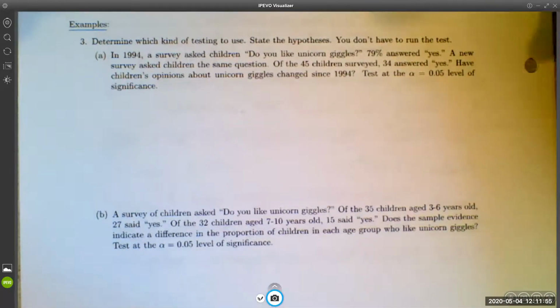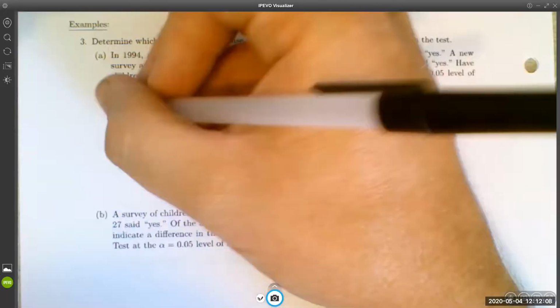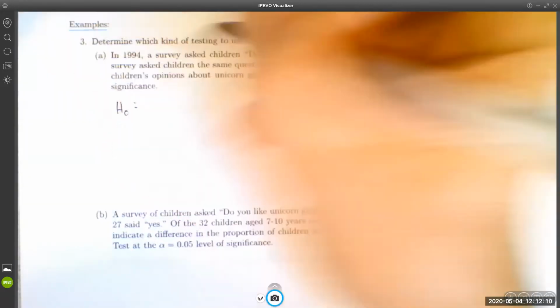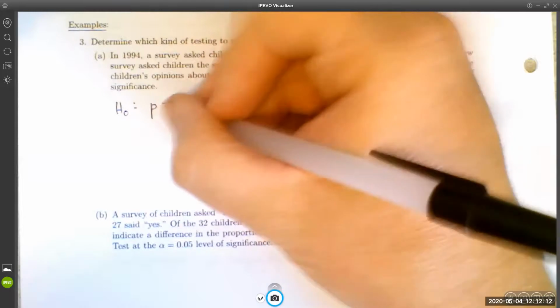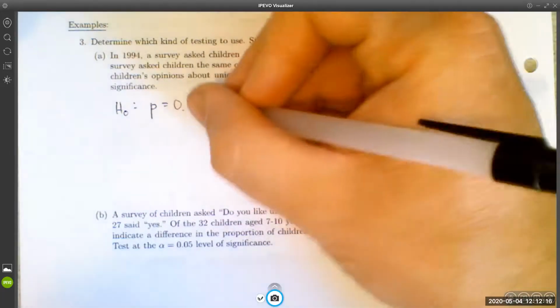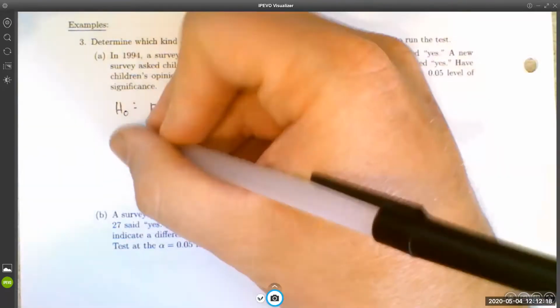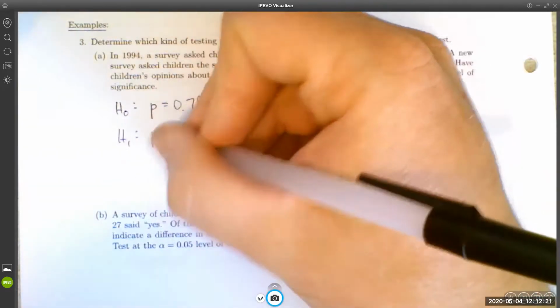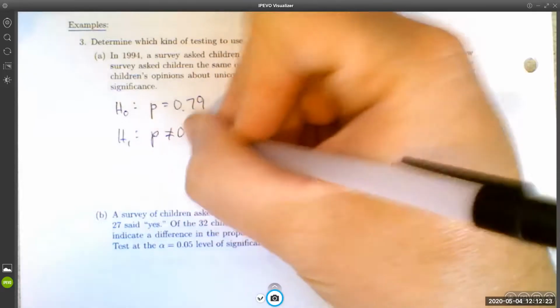Here, we're only testing one proportion, the proportion of children who like unicorn giggles. And what we're trying to test is if that proportion has changed since 1994. Well, the null hypothesis is that it has not changed since 1994. It's still the same as it was in 1994, right? Which is 79%. The alternative is that it has changed, okay?